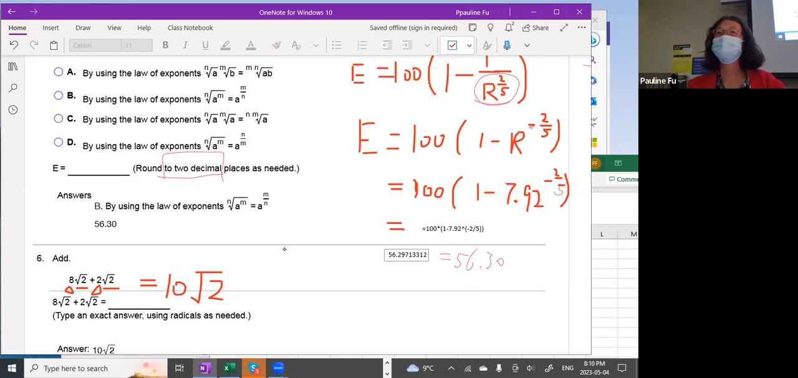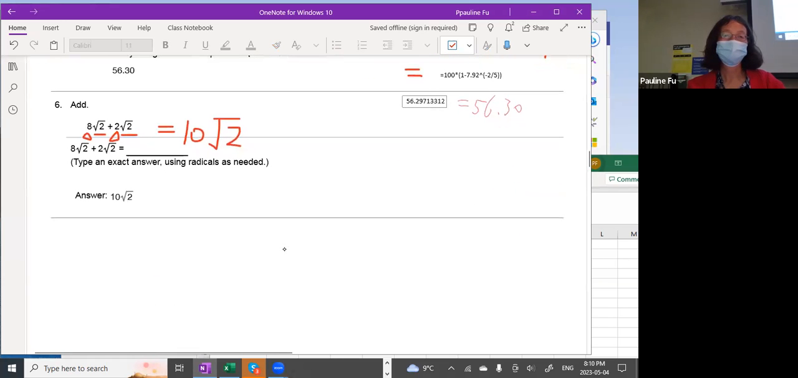Questions? Okay, question 6 is very easy. Directly use 8 plus 2, you get 10 times square root of 2. This is basic operation for radicals.